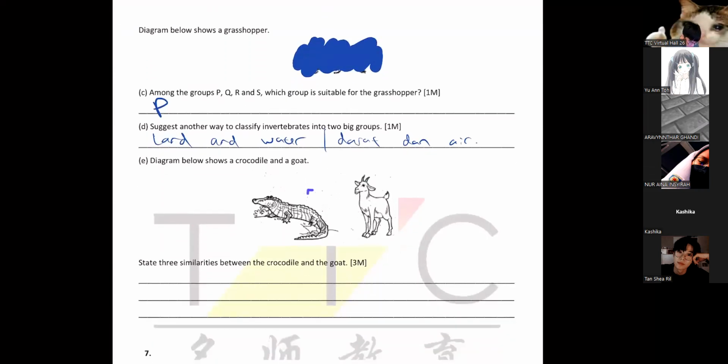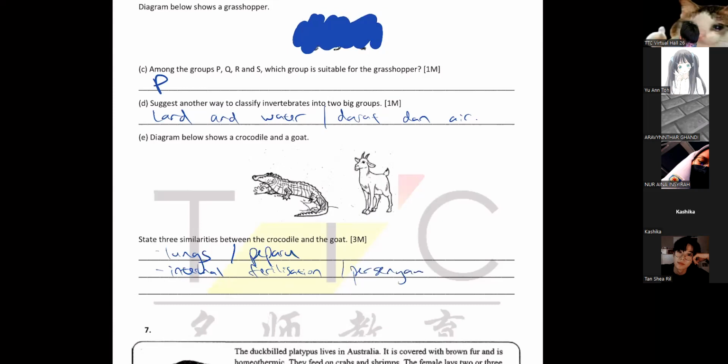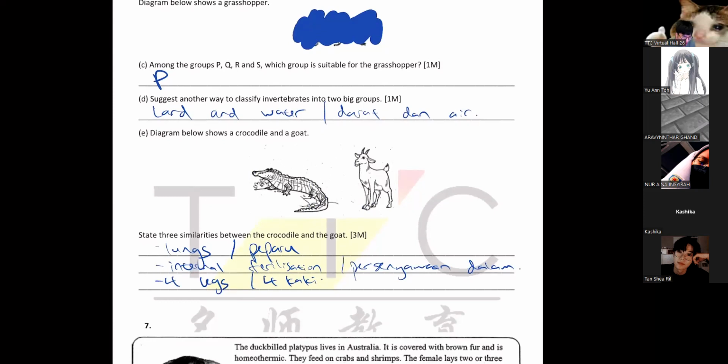So anyway, E, a crocodile and a goat. This is a reptile. This is a mammal. So 3 similarities, 3 persamaan. You can say both have lungs, like just now, peparu. They both do internal fertilization, persenyawaan dalam. What else? They have 4 legs, 4 kaki. Anything else? One is warm-blooded, one is cold-blooded. They have a mouth, no. Two eyes? No. One lays eggs, one gives birth. No, I think that's all. There's only three I can see here. They have teeth. They have a nose too. Wow, so enlightening. I wouldn't know.